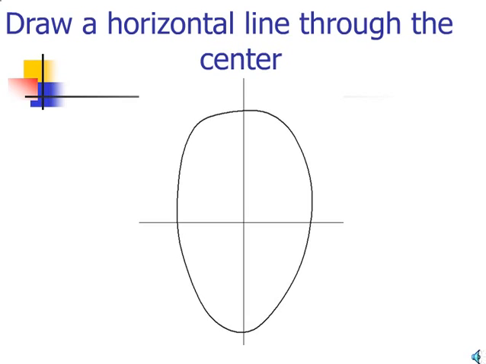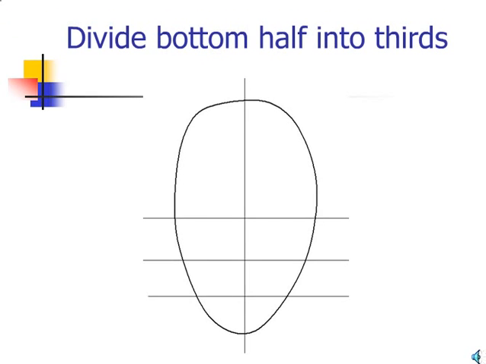Next, draw another guideline horizontally through the center to divide the shape into four equal parts. Use two more horizontal lines to divide the bottom half of the shape into three equal parts.